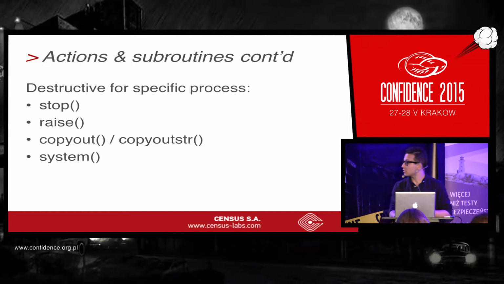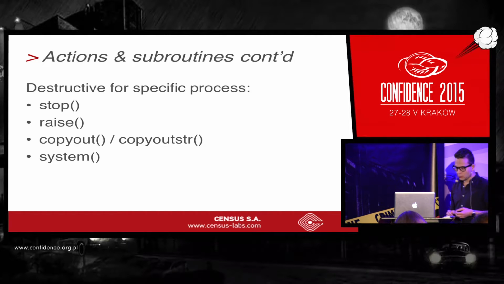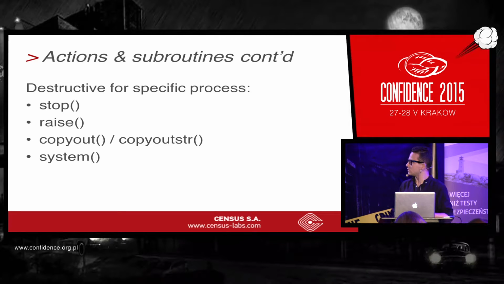Then you have destructive actions for specific processes. These are only available if you switch on the pragma destructive, which are stop, raise, copyout, and system. Stop and raise are kind of self-explanatory. You can stop processes and raise some signal, for example 9, which is kill. And copyoutstr is actually destructive because you can mangle the memory. So this actually was used by Nemo in his examples. I will provide the reference later.